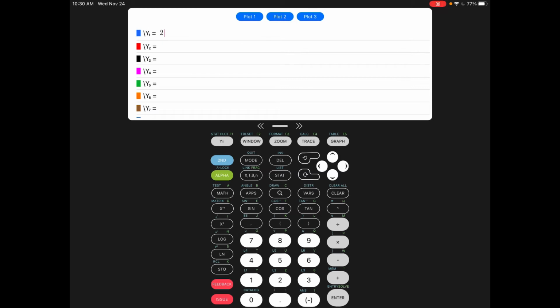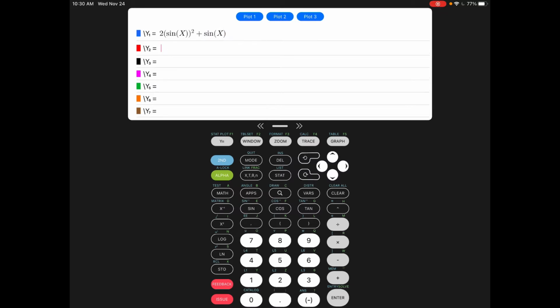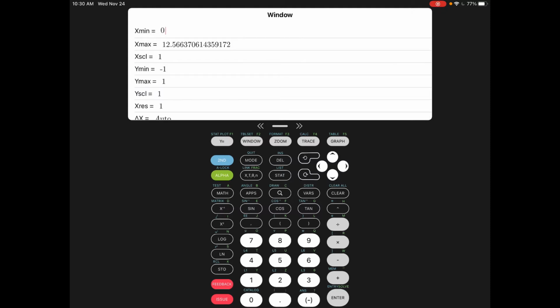So I put in my equation, 2 sine of x, close, close, all squared, plus sine x. I'm going to have equals 1 on the other side. I'm going to think about my window settings. My domain here was from 0 to 360, and I am in degree mode. My y's, I can go from -1 to +1.